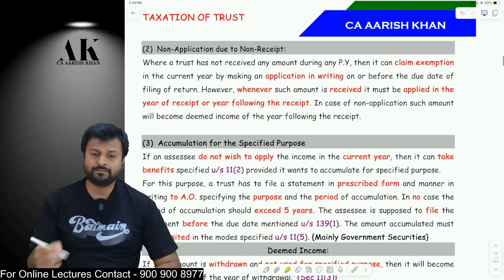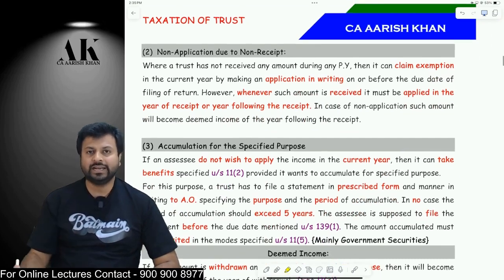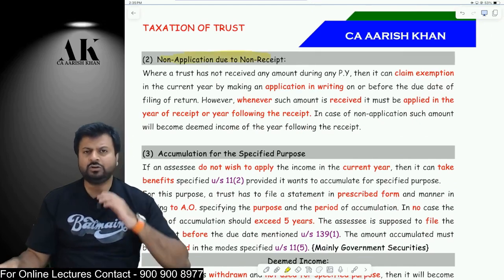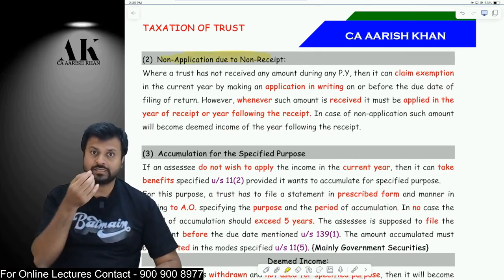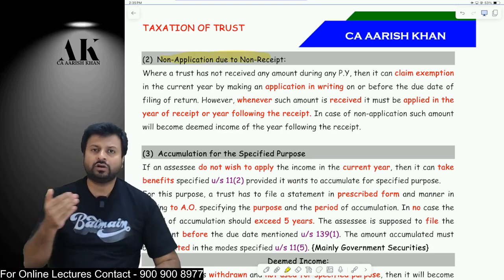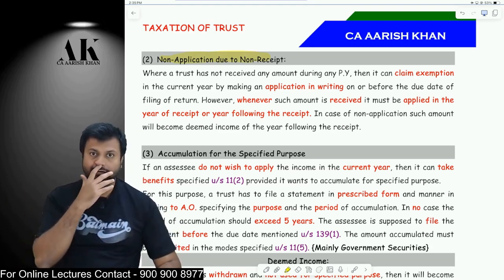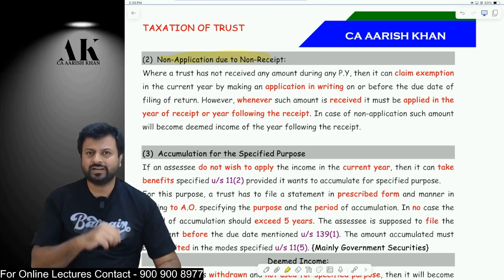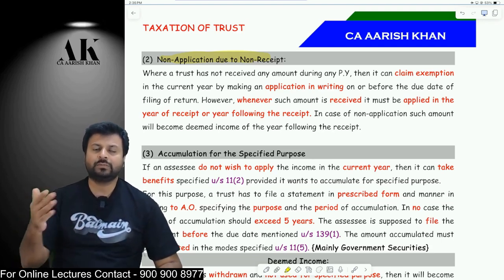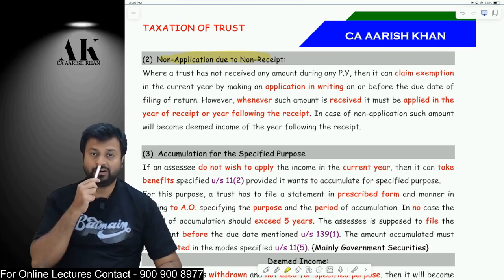Be very careful. Okay, the next way to save tax, the next way to reduce the income, is a very genuine point: you are not applying because you have not received the money. You have earned the money, the income has accrued to you, but you have not received it. Now, because you have not received it, how will you apply it? Without applying, you will not get the deduction. So can I get the exemption over here without applying the money in the current year? If you have not received the money, about 10 lakh rupees has accrued to you, but you have not received that 10 lakh rupees.